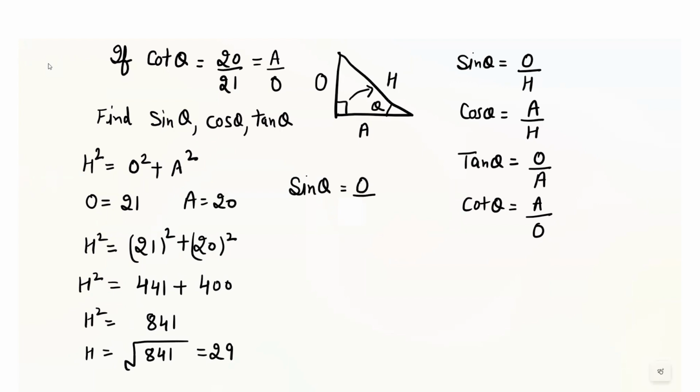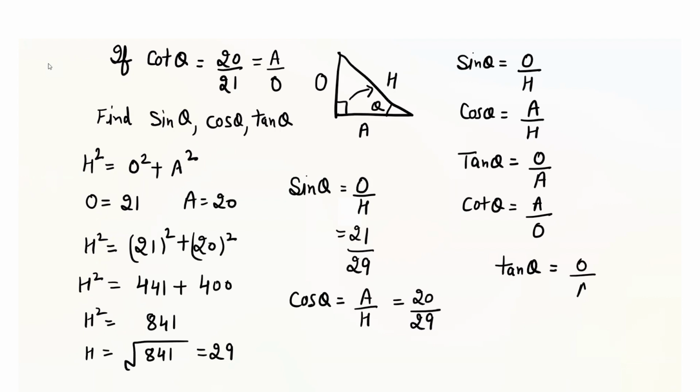So if I have to find out the value for sine theta, it would be equal to O over H, where the value of O is already given, which is 21, and the value of H we already calculated, which is equal to 29. Similarly, cos theta is equal to A over H. So the value of A is 20 and the value of H is 29. And the value of tan theta is equal to O over A. So the value of O is 21 and the value of A is 20.